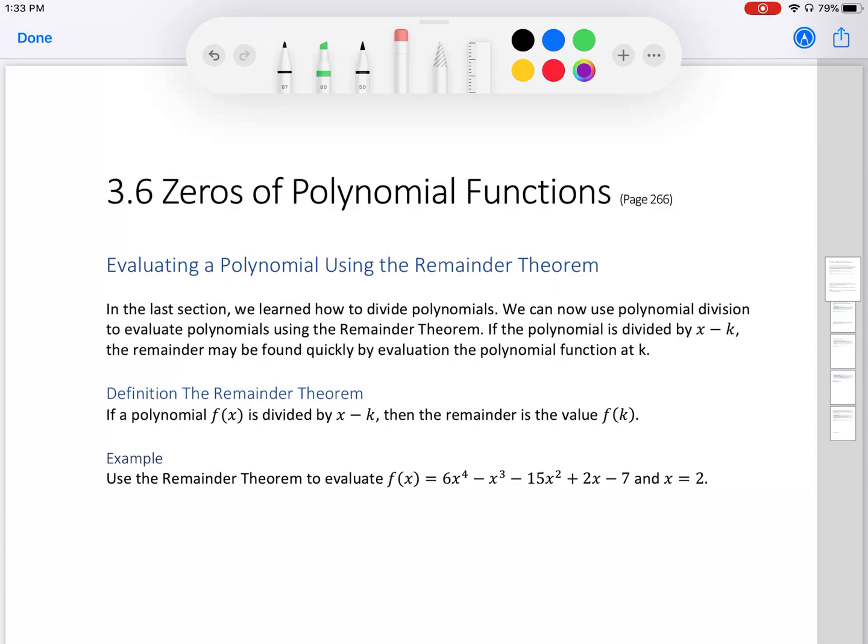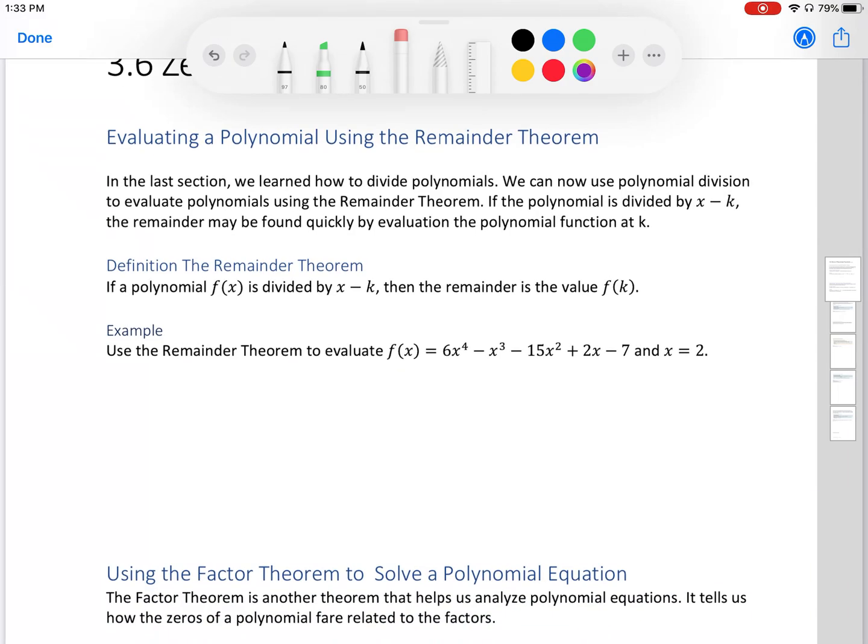Section 3.6, Zeros of Polynomial Functions. Let's begin. Evaluating a polynomial function using the remainder theorem. In the last section, we learned how to divide polynomials. We can now use polynomial division to evaluate polynomials using the remainder theorem.